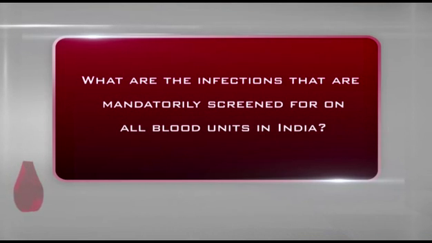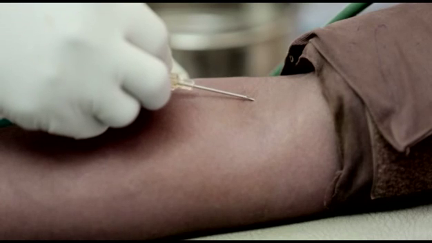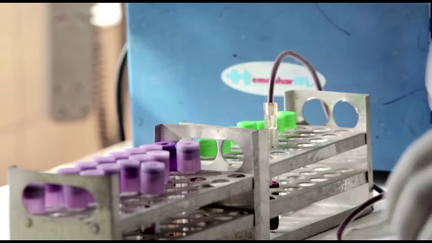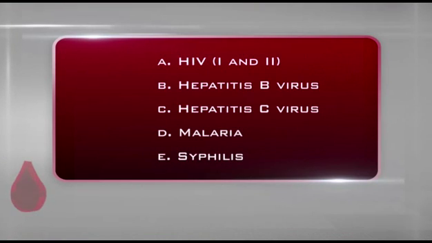What are the infections that are mandatorily screened for on all blood units in India? In India, every blood unit collected from the donors has to be screened mandatorily for HIV 1 and 2, hepatitis B virus, hepatitis C virus, malaria and syphilis.